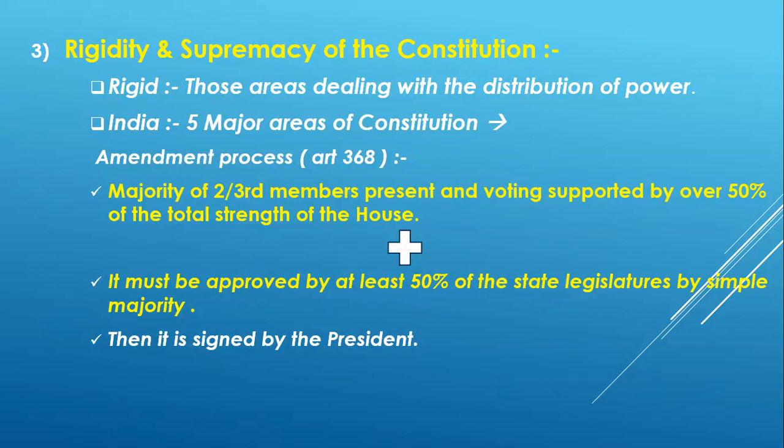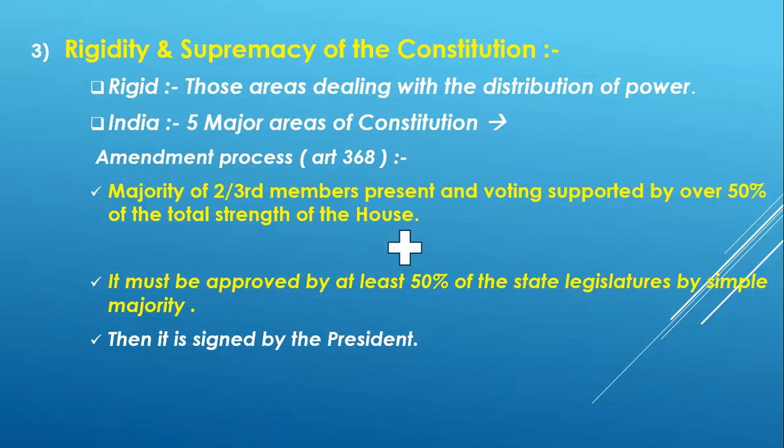That bill must be approved by at least 50% of the state legislatures by simple majority. So first of all, the bill has to be passed by Lok Sabha by a majority of 2/3 of the members present and voting, and the support of the members should be more than 50% of the total strength of the house. And after that, the bill will be sent to Rajya Sabha, and in Rajya Sabha also, the bill should be passed by the majority of 2/3 of the members present and voting, supported by over 50% of the total strength of the house. And after that, the bill will be sent to states. This bill should be approved by at least 50% of the state legislatures by simple majority.